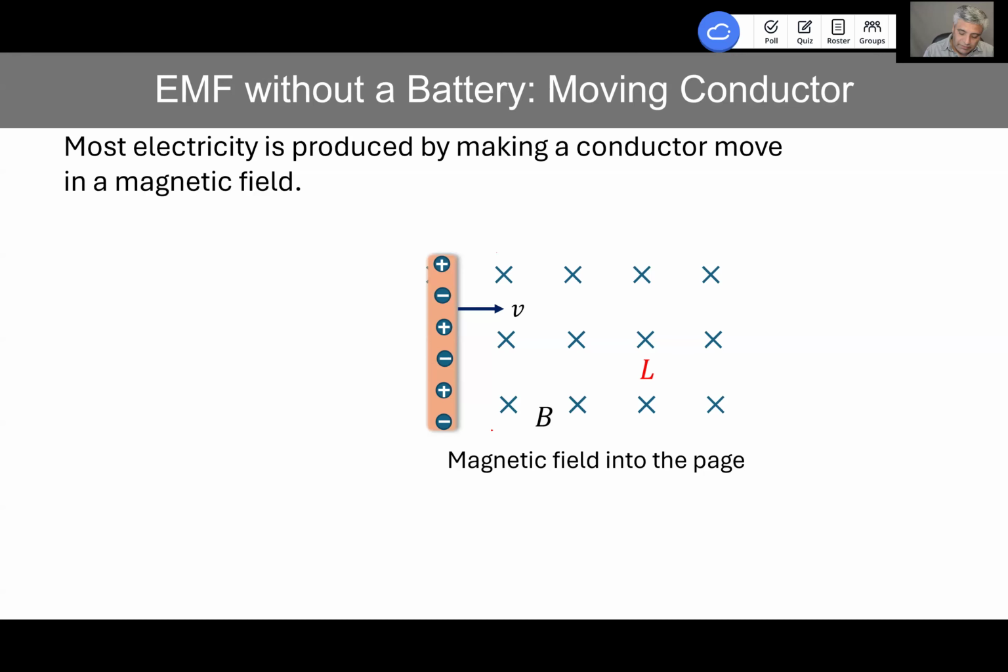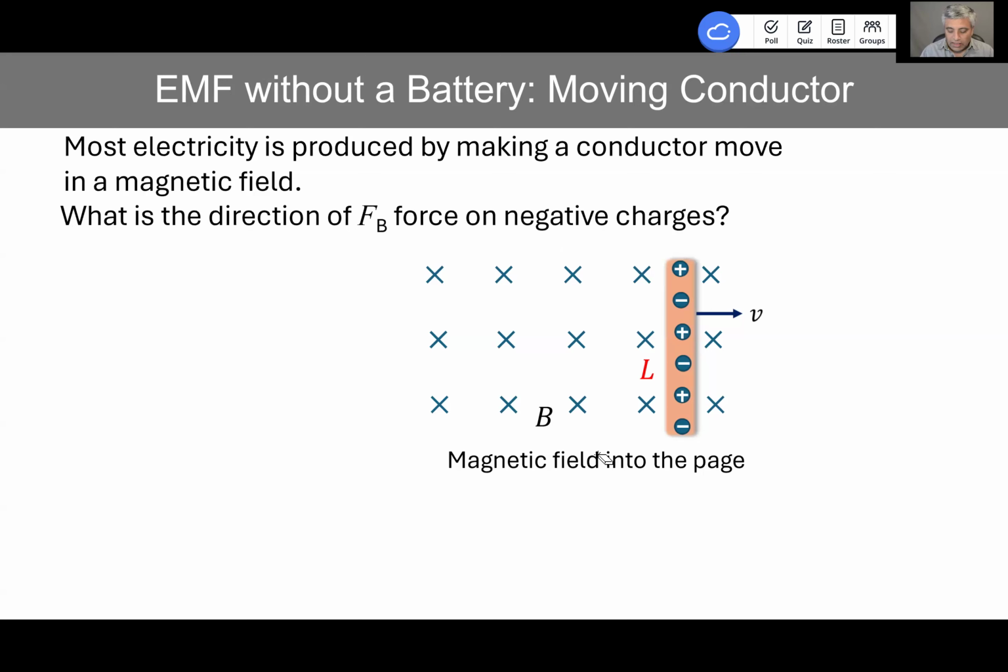And there is a magnetic field, and this cross means the magnetic field is into the page. Okay, so now let's make this thing move. So let's suppose it is moving with velocity v. So it's going to the right on the screen. So while it's doing that, what happens is the charges experience force.